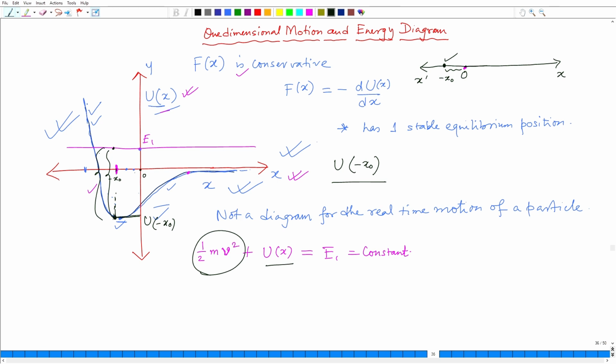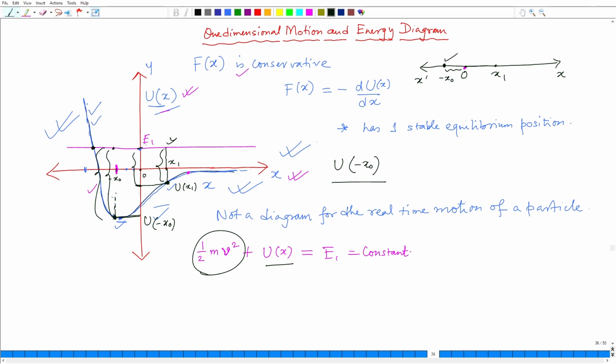Now, when the particle is moving towards this direction, let us say at some instant the displacement of the particle is here, in real time at some point like this, x1. At this point, what is the potential energy? The potential energy is this one, because this is U of x1 at this displacement, and this is the total energy. So, this is potential energy and this is total energy. The difference between them is the kinetic energy at this displacement.